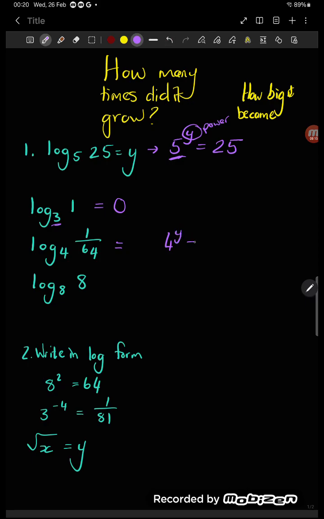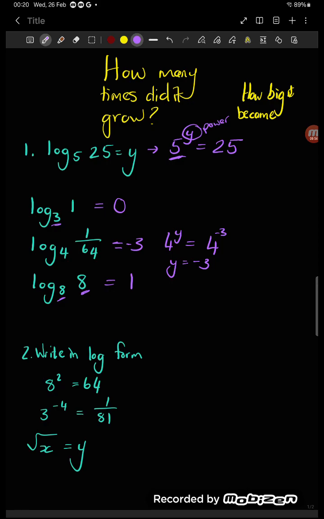4 to the y is equal to 1/64. 4 times 4 is 16, 16 times 4 is 64. So 4 to the minus 3. Drop the bases and I've got y is minus 3. So this thing grew negatively by minus 3. It kind of went back in time if you think of it in that way. Log base 4 of 4, log base 32 of 32 is always going to be 1 because the growth rate was 1, because it stayed the same.